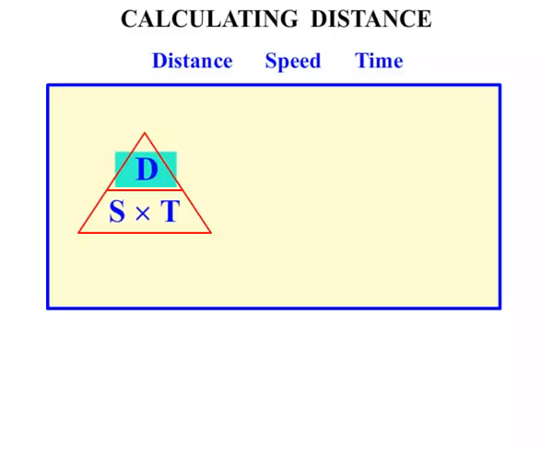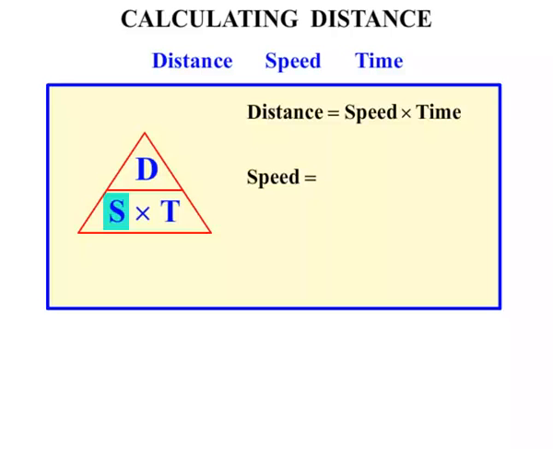Now the D stands for distance, and distance equals, now if we cover that D up, what have we got? We've got S times T. We've got speed times time. Now S stands for speed, so speed equals, now let's cover that S up, and you'll see that we have the D over the T. So it is distance over time. And that over symbol means to divide.